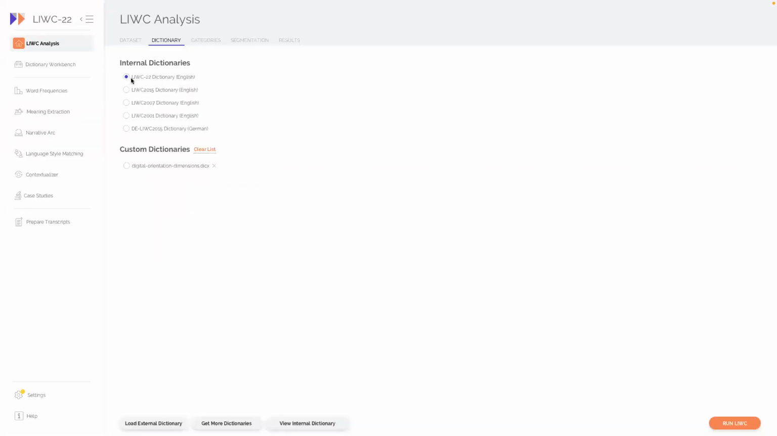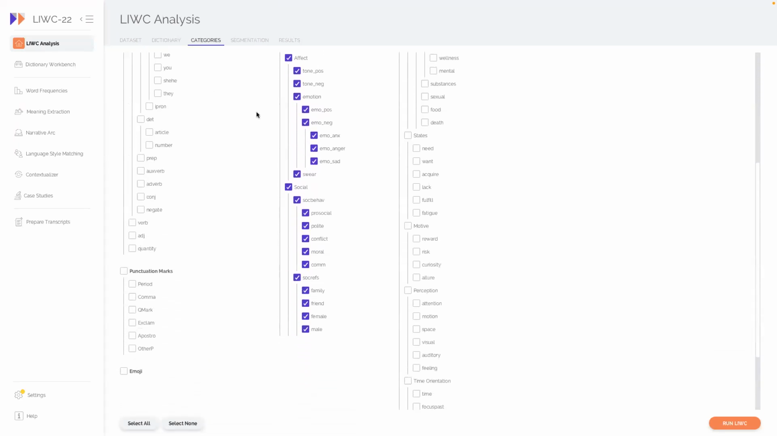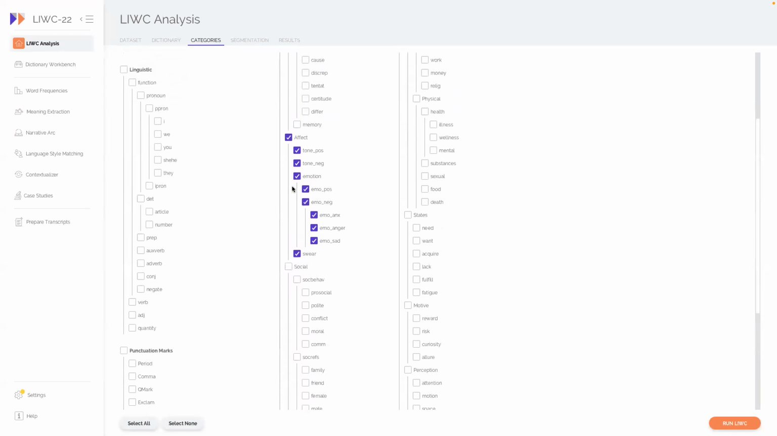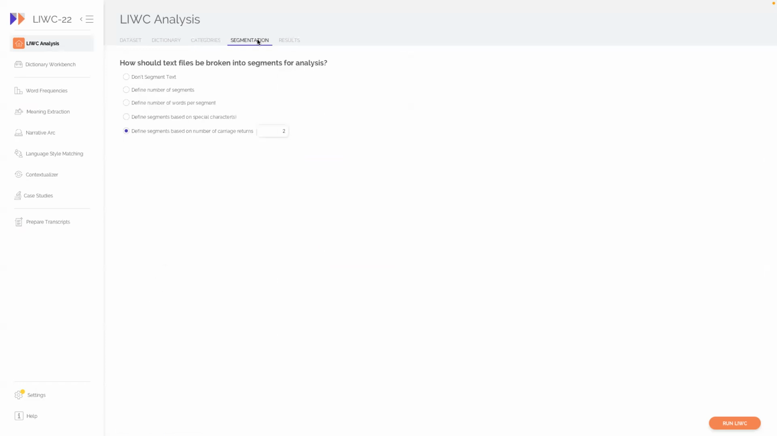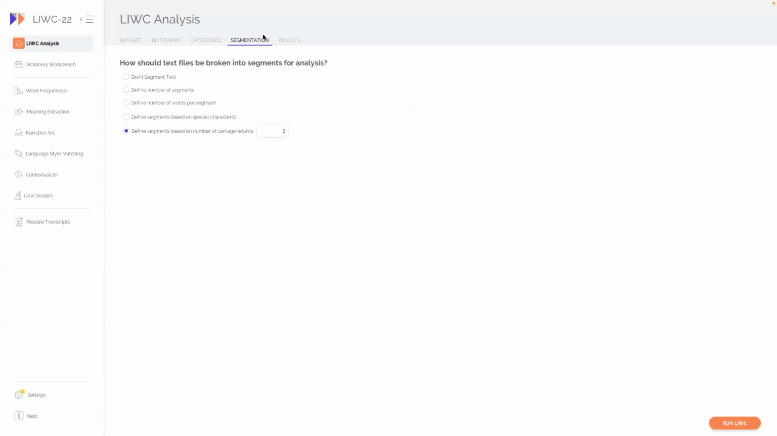So I'm just going to use the LIWC, the first one, and then here are the categories. I can click all of them, but I think here I just did affect. Then segmentation. If I want to change how I segment, by word or by defining segments based on special characters, like a period, like a sentence kind of thing. And then I have to actually run it to get my results.